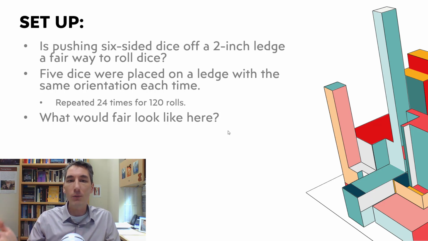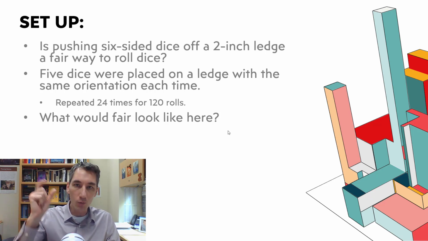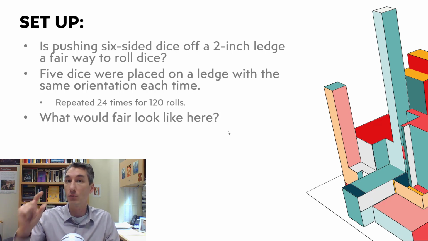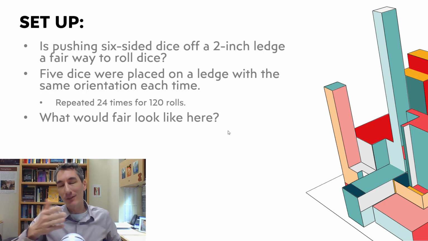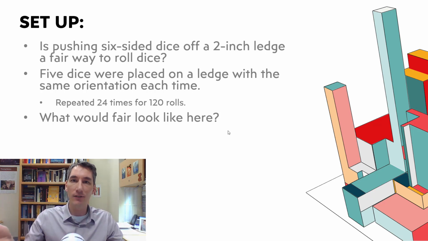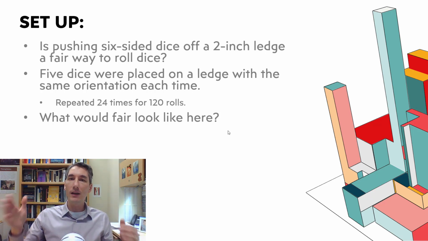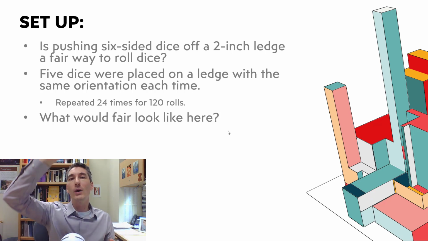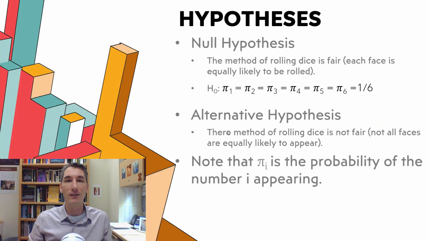And the question is, what would fair look like here? If you have a 6-sided die, you should get a 1 one-sixth of the time, and a 2 one-sixth of the time, etc., which means you should get 20 1s, 20 2s, 20 3s, 20 4s, 20 5s, and 20 6s. That's what fair would look like if it was perfectly fair. Now, it's not going to be exactly 20. You're going to get some random chance. But if 6 kept getting rolled over and over, then it would pile up away from 20, and that would give us some evidence of a change.